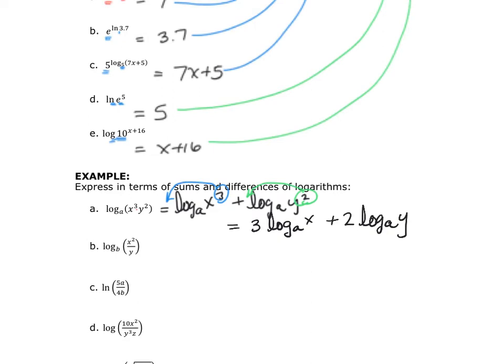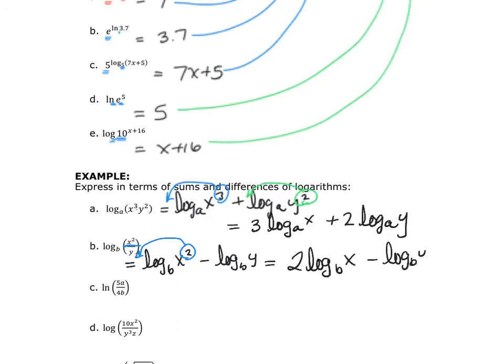On b, it is division going on between them, so I know I'm going to break it apart with the quotient rule. So this is going to be the log base b of x squared minus the log base b of y. This x has a power on it, so I'm going to bring that down in front as a multiplier by the power to power rule for logarithmic functions. So this is going to be 2, the log base b of x minus the log base b of y.